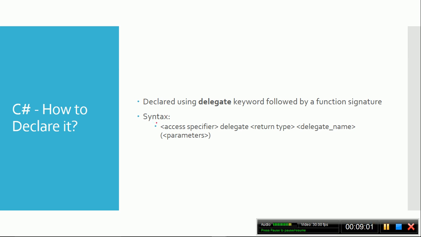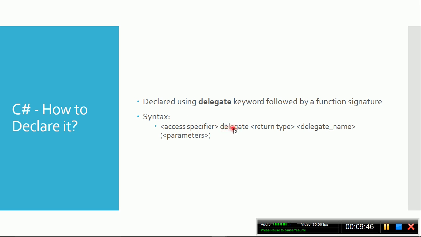So now we will see how we can declare a pointer to a function, or a delegate, in C#. I will change this to pointer. We will use a keyword called delegate followed by a function signature to actually declare a pointer to a function. So here is the syntax. The first one is the access specifier. Normally in all object-oriented programming there are access specifiers, like private, public, protected. So first we want to specify our access specifier. Then we follow this with the delegate keyword.